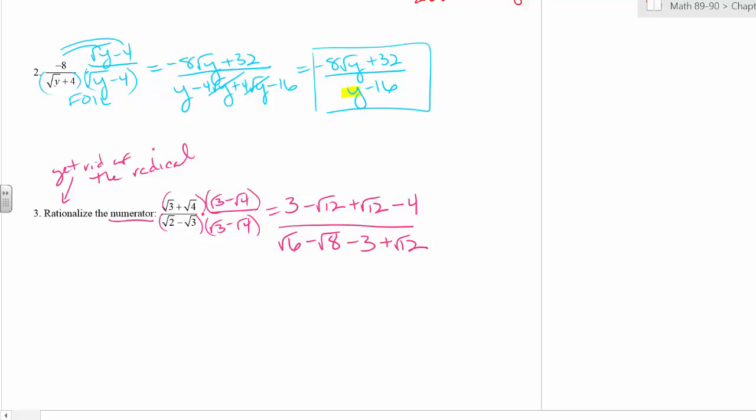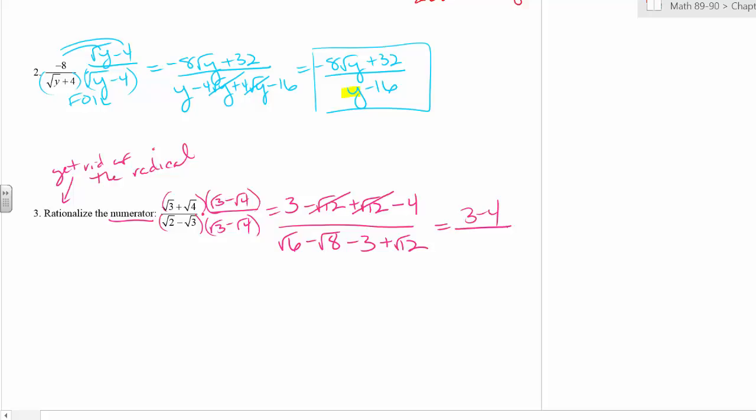Okay, so go back, pause it, make sure that you understand all the math I just did there. Now we're going to start to simplify. On top, the square roots of 12 cancel, and I just have 3 minus 4 on top. I'll rewrite that. I'm just doing one step at a time. And then on bottom, you've got some work to do.